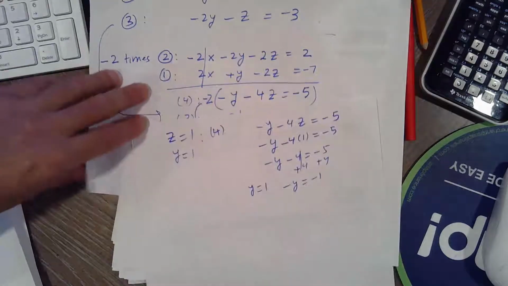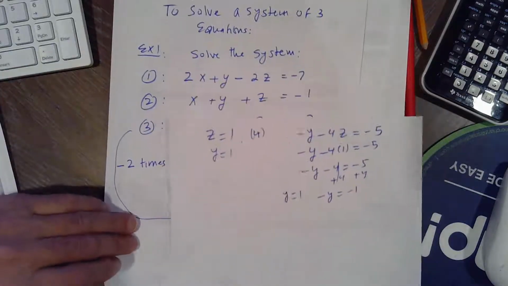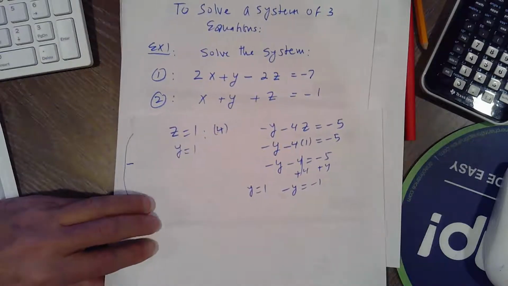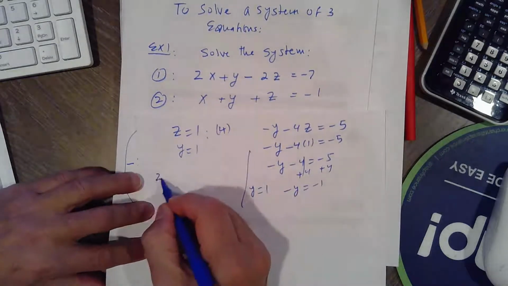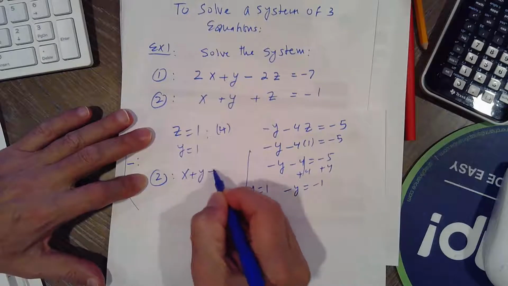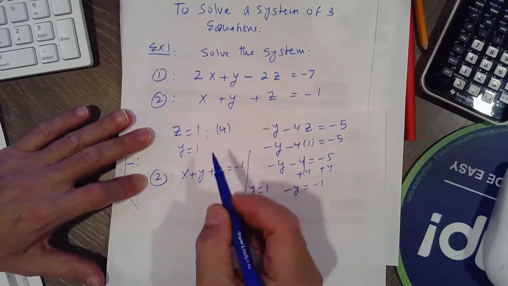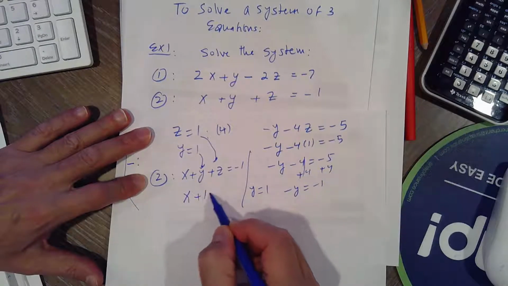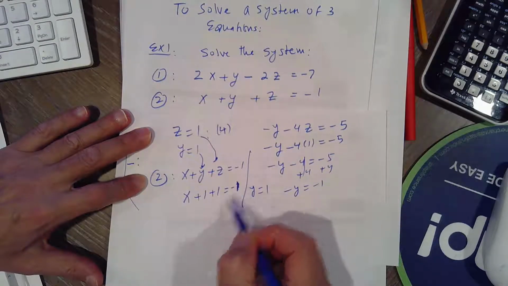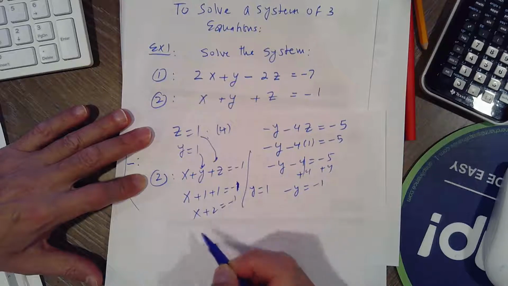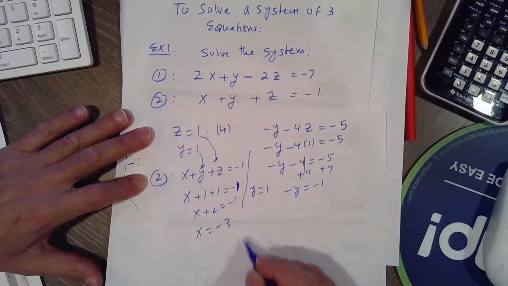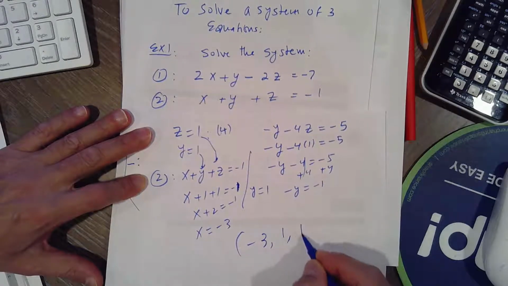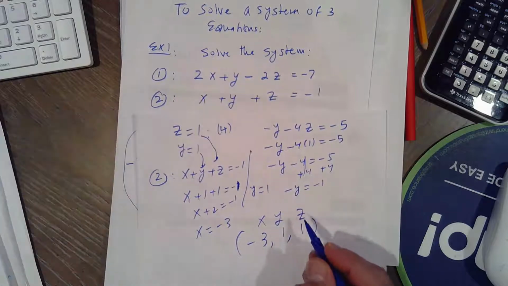Now I go all the way back to either one of these three equations. I'm going to go to equation 2. It looks easier. x plus y plus z equals negative 1. So I'm going to put a 1 for y and 1 for z. x plus 1 plus 1 is negative 1. x plus 2 is negative 1. x is negative 1 minus 2, which is negative 3. And then write your answer as an ordered triple: x, y, and z.